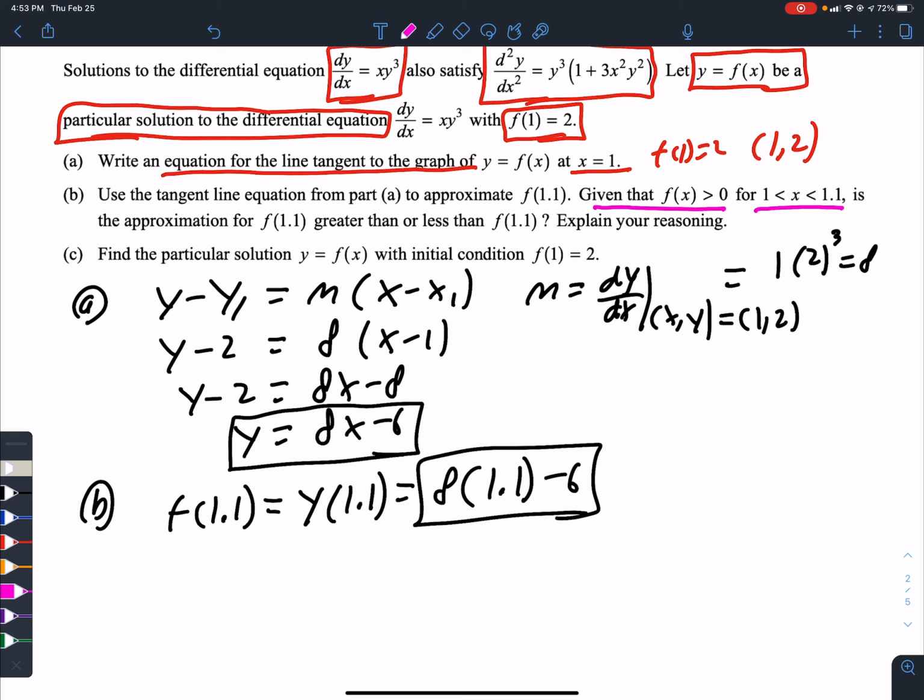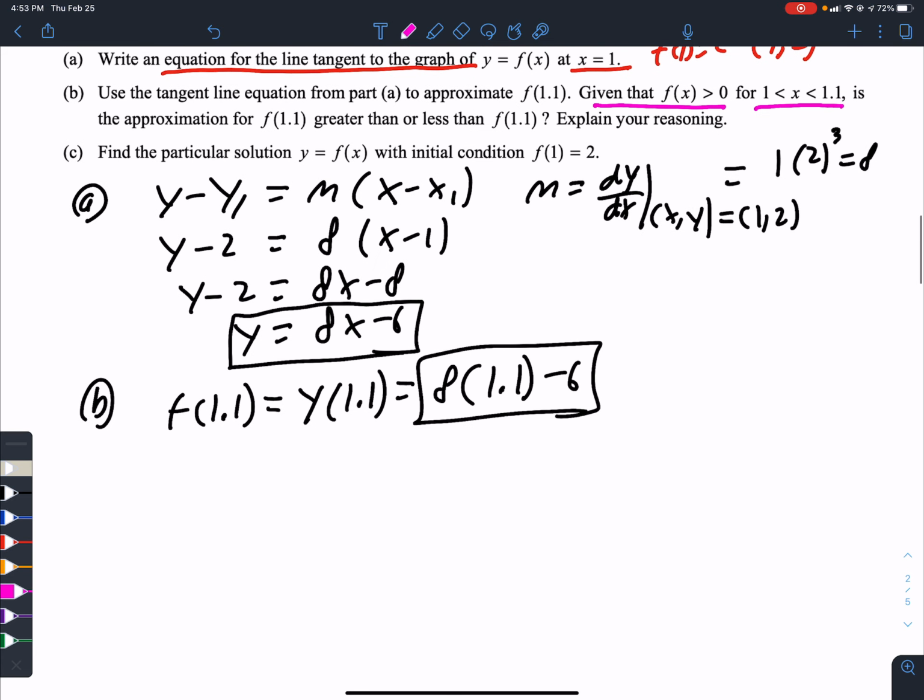Is the approximation greater or less than 1.1? This is a justification that we learned during the first semester, and it has to do with the concavity, so I'll give you just kind of a visual. If your function's concave down and you draw a tangent line, clearly the approximation of the tangent line is bigger than the actual value. So it has to do with concavity.